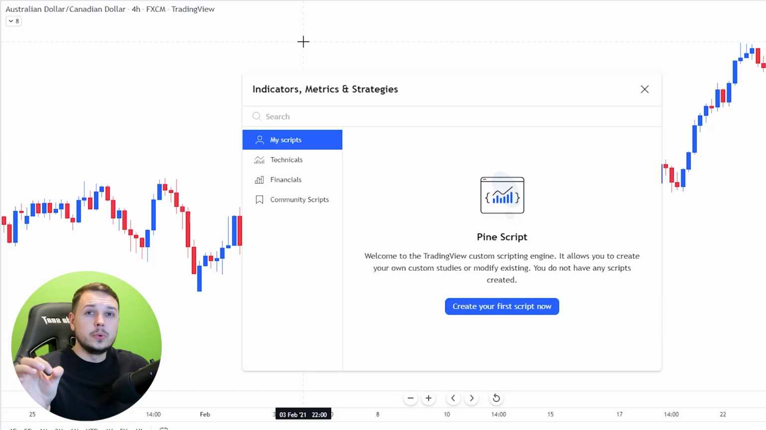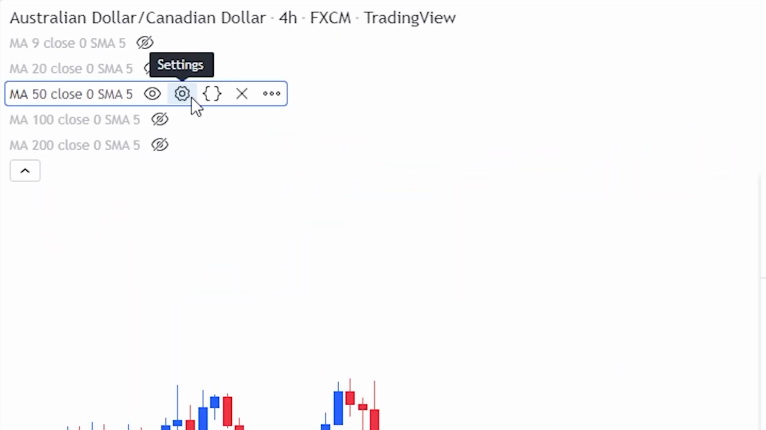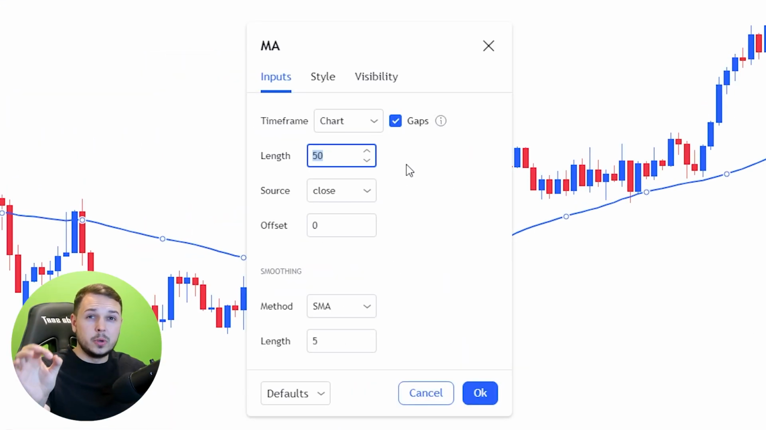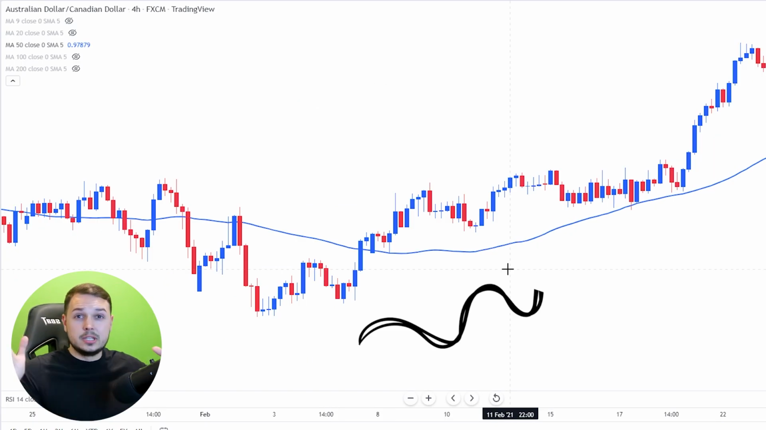So, Forex trading strategy for beginners. What do we actually need? We need two indicators. Moving average will be your first indicator. Click on it and close off this screen. Clicking on the gear icon will open this menu over here. Change the default value, whatever it is, to 50. And you will have this lovely moving average line in your charts.